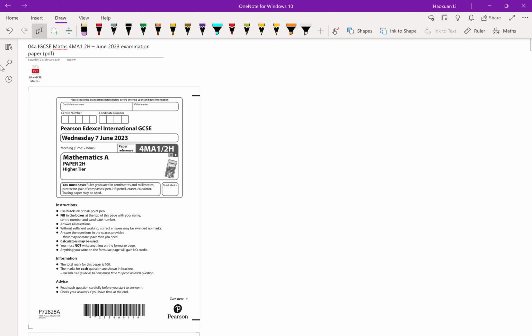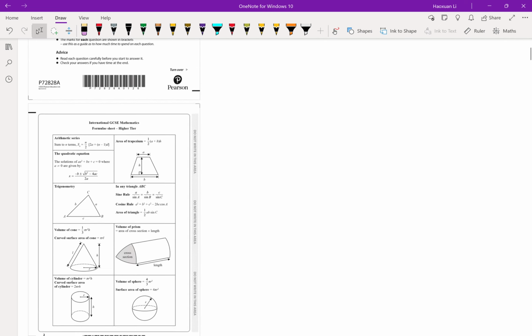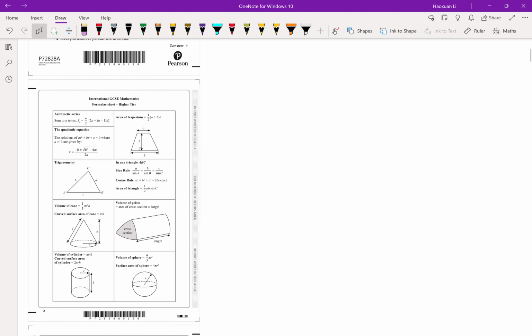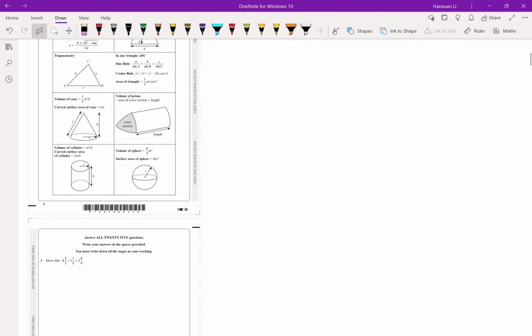Hey guys, so today we're going to go through the paper 2 of 2023. And here's the formula sheet. As usual, you can have reference to it, and it's mostly useful when you go tackling those more difficult questions.